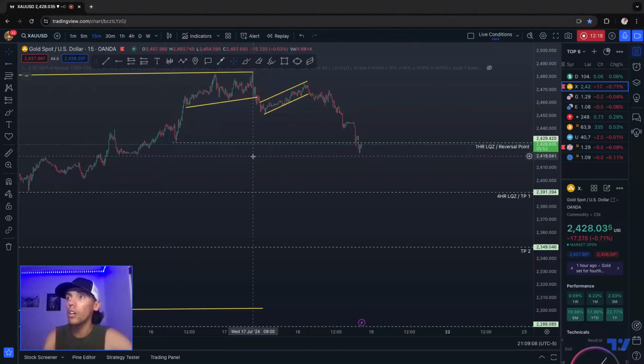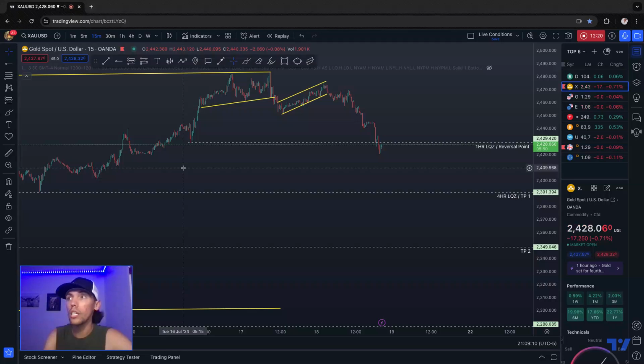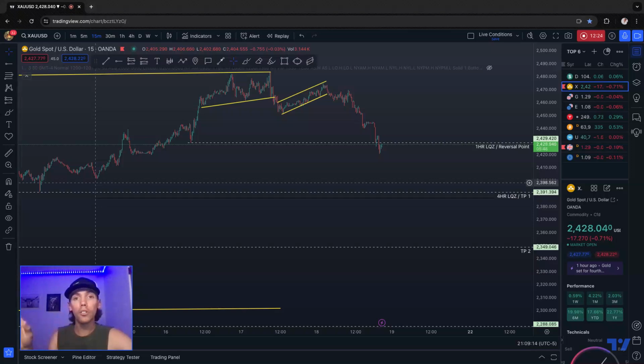Pull the trigger and then close your thing. Set a stop loss, set a take profit, and then go about your day. Don't sit there, don't watch it, don't hover over your trade. Let the market do what it's going to do.